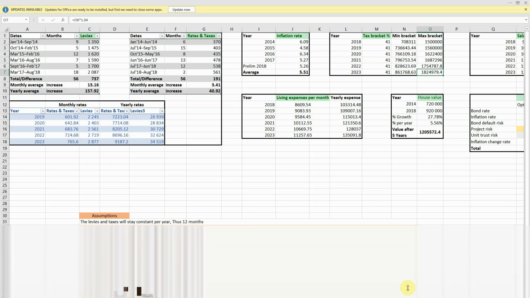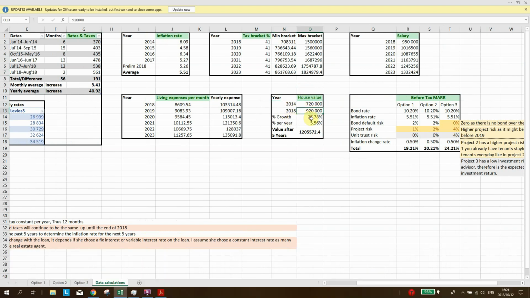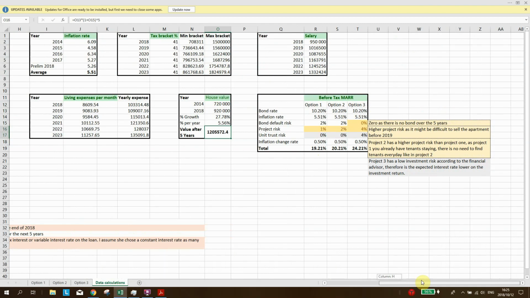To get back to the data, the value of the house: the growth over the 5 years was determined, and then after 5 years a 5.5% increase per year was used to determine it in year 2023. Then the salary increase was 7% till 2023, and then the before tax margin, which was used, you can see it was calculated here. The assumptions of the gray and the yellow are discussed here.